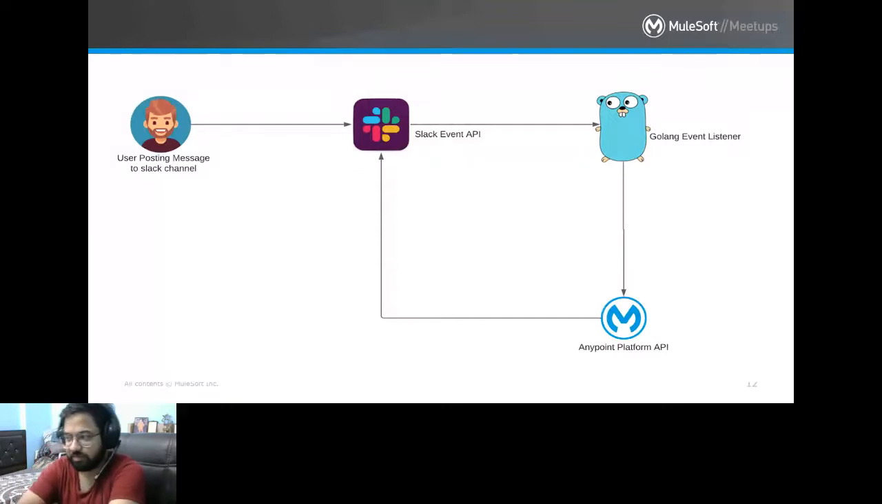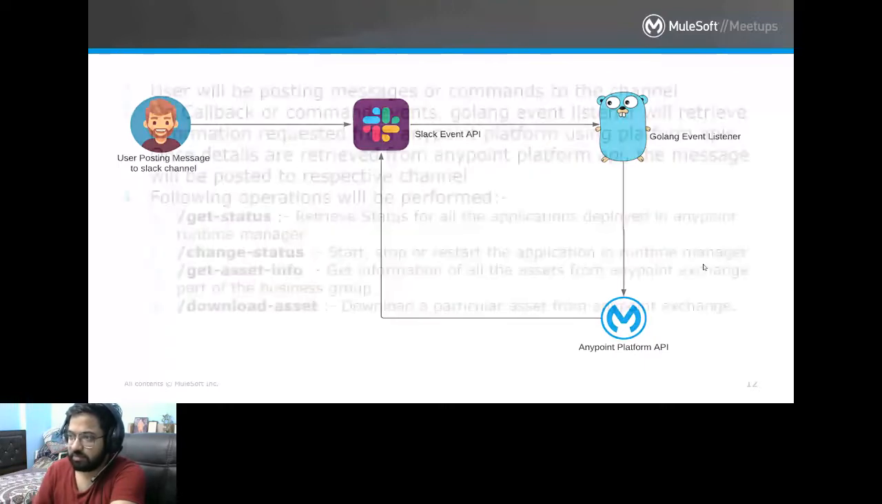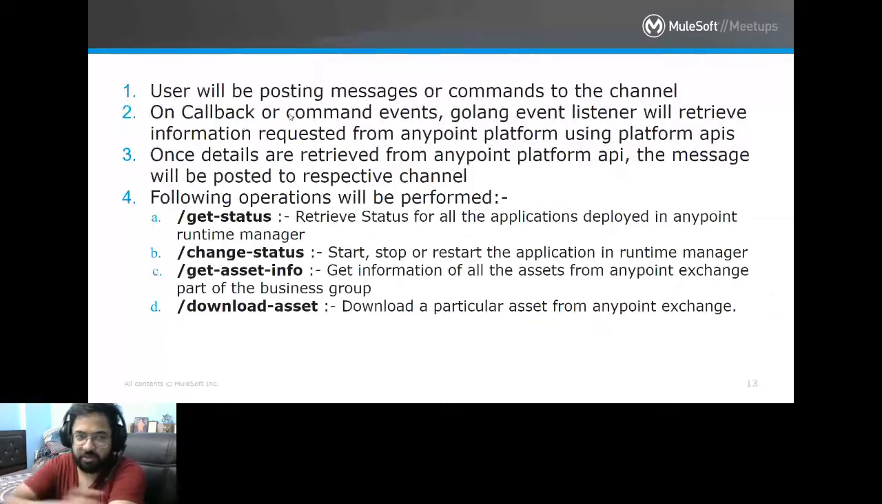So these are some of the commands that we'll be using. We will be posting messages. Since it will be part of a Slack app, it will be a callback event, where we expect some response from it. I'll show you the structure of how the callback events look, and on the basis of it, the Golang event listener will receive the message. It will send an acknowledgement, and then it will call the appropriate platform API to retrieve the information that you want.